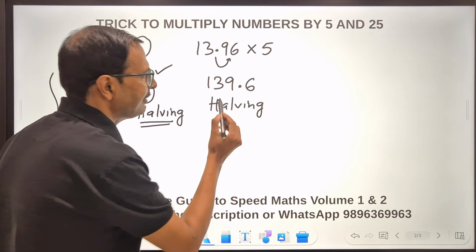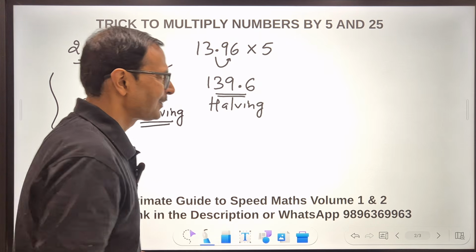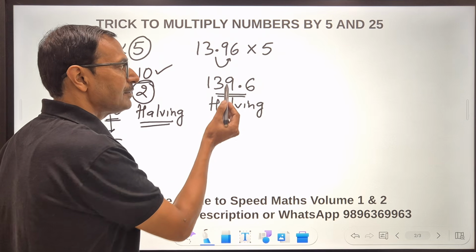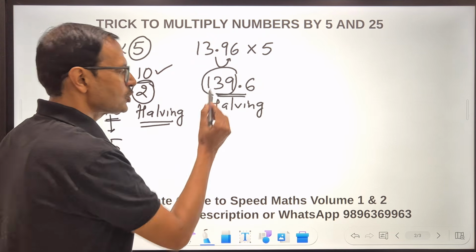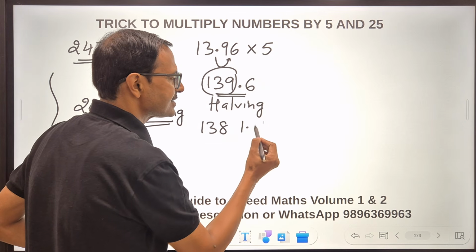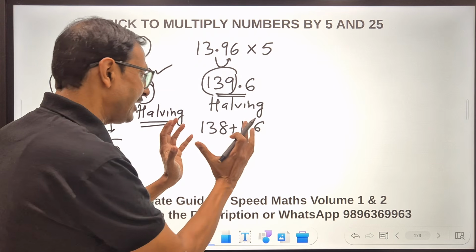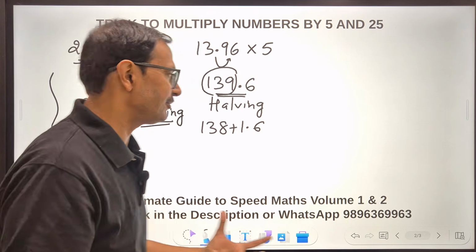So what I do in halving here is, see, again, mental maths, smartness. Before the 0.6, I have this number, which is an odd number. So I will separate 138 and then 1.6. This is the way you have to think about 139.6 when you have to take the half of this number.